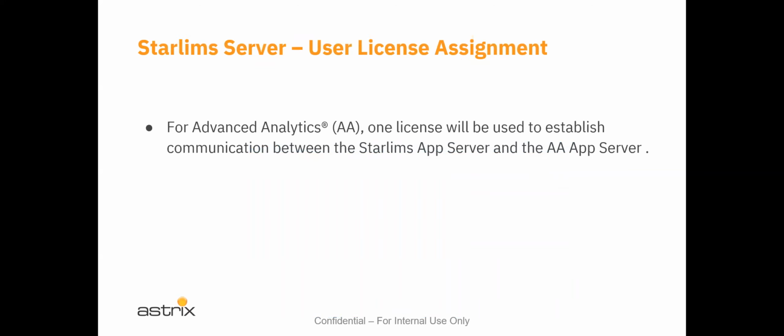For advanced analytics, it's important to know that one full concurrent license will be used to establish a two-way communication between the STARLIMS app server and the advanced analytics app server. Because for all intents, STARLIMS sees an advanced analytic app server as a full-blown user sitting out in the world who's accessing the system, doing whatever it needs to do. Additionally, the advanced analytic app server produces output in the form of HTML and XML data shown in the center dashboard of the STARLIMS system. So for all intents, it is accessing the UI, so therefore it needs an FCL license.